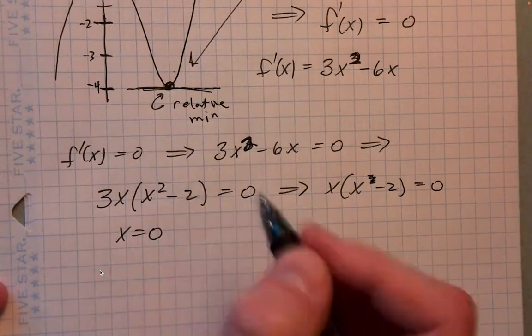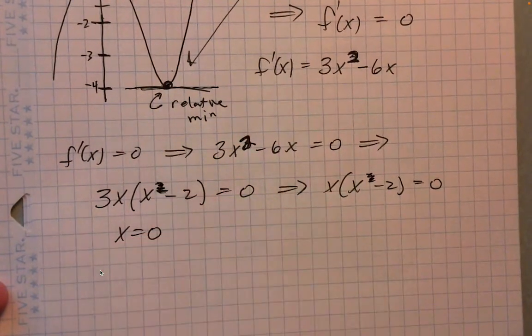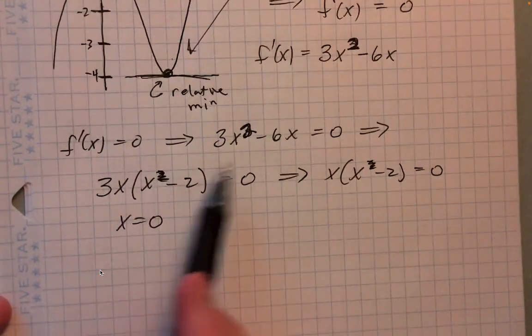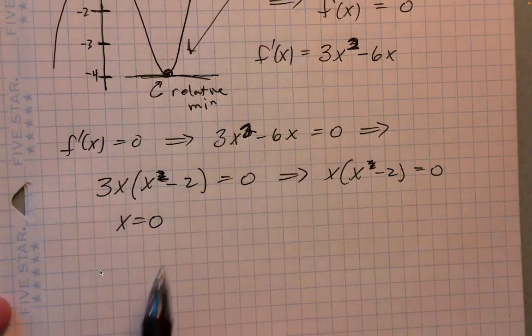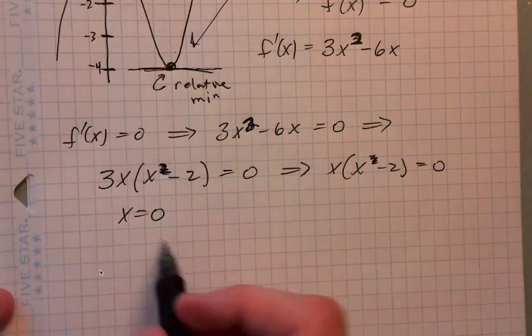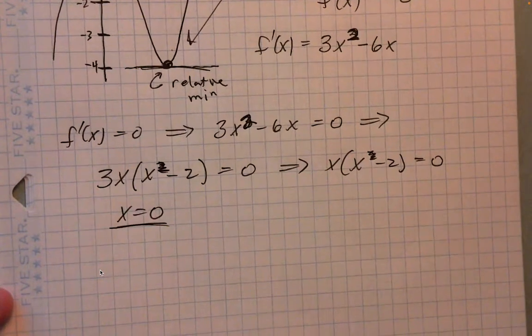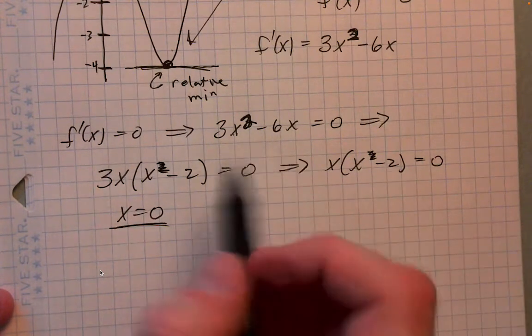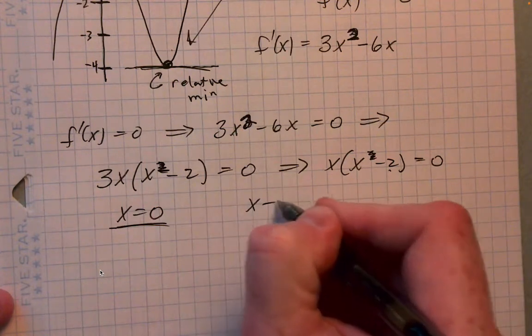And so then when you factor out the x from both terms, you get 3x times x minus 2. So sorry about that. One of the zeros is at x equals 0. And the other zero would be at what? x equals 2, right?